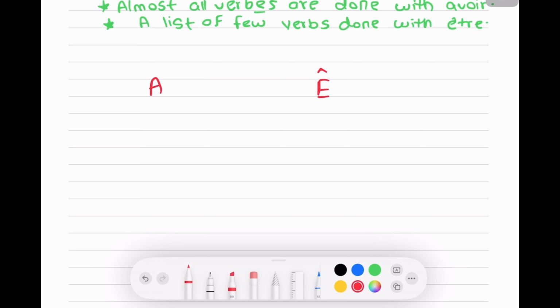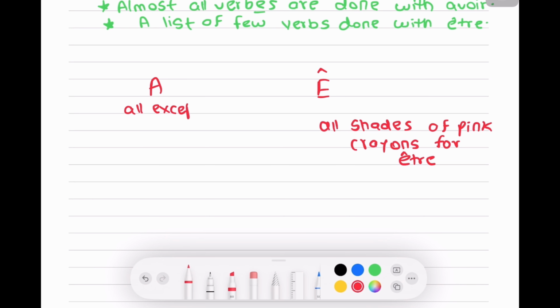So all shades of pink crayon for être, all except pink shades for avoir.